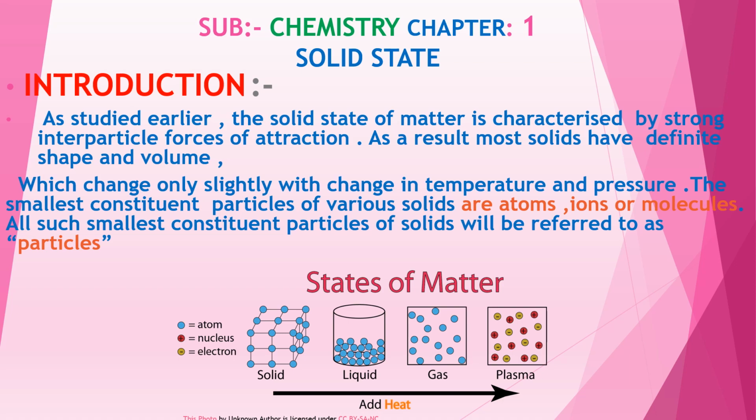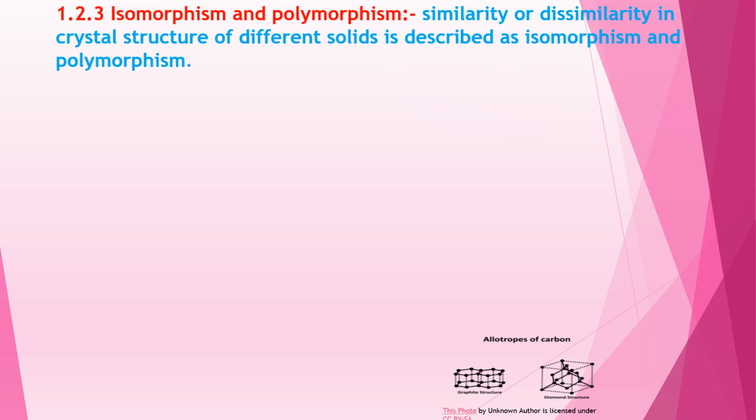In the solid state chapter, some of the part will be reduced by the Government of Maharashtra due to COVID-19. That is, 20% of the part will be reduced. In between, the crystalline substance and amorphous substance part will be reduced. Next part is isomorphism and polymorphism.